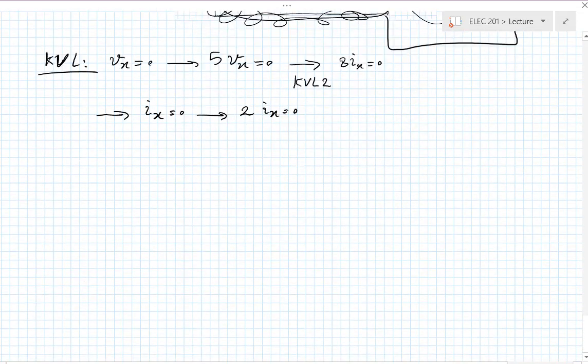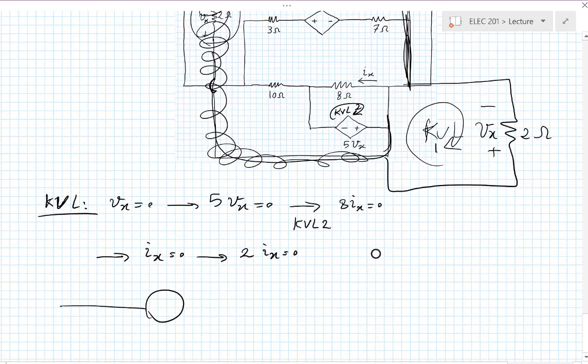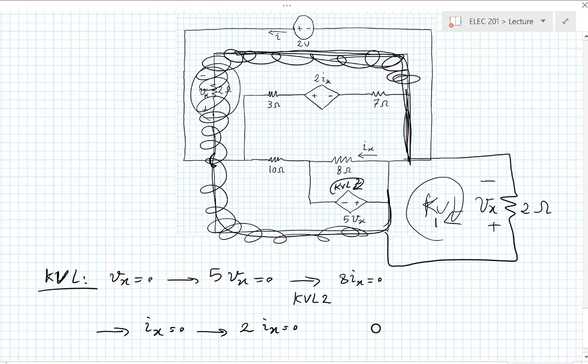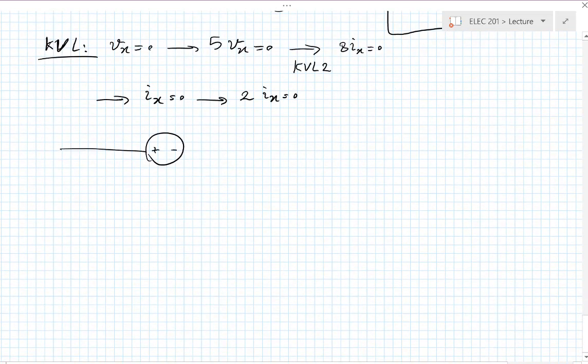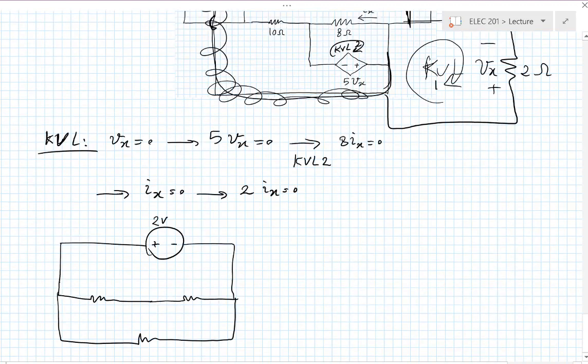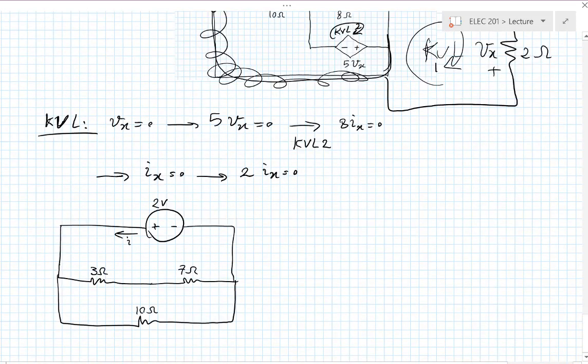So let me now draw the simple version of the circuit. So I had 2 volts up there, and then the 3 ohms, and 7 ohms, and 10 ohms. Three, 7, and 10. And now you want this I. Well, now this is a much simpler circuit to solve. You have 2 KVLs, a KCL.